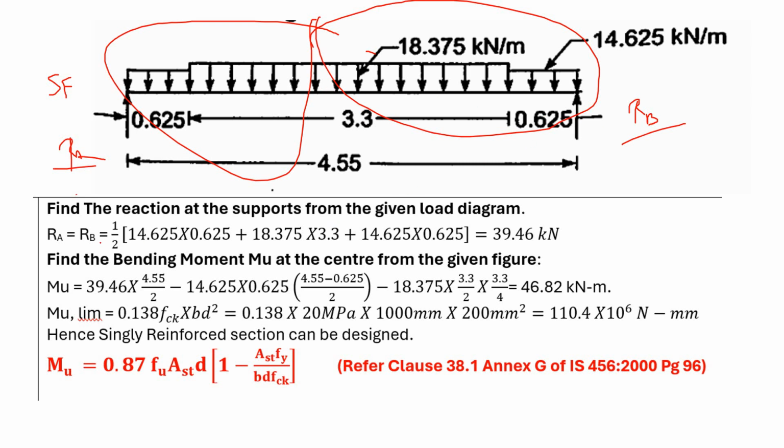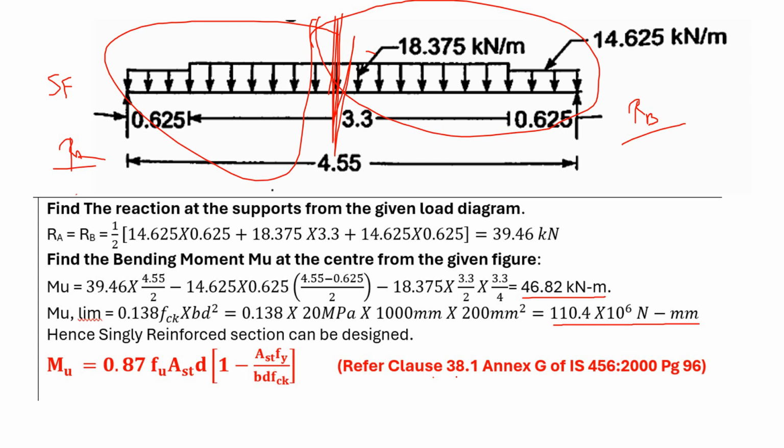Then after that, what we have to do, we have calculated RA and RB. Once you know RA and RB, you can calculate the moment at the center. So that you calculate from the fundamentals as 46.82 kilonewton meter, and the limiting moment of resistance calculated from the code is 0.138 fck bd square, which comes around 110.4 into 10 power 6 Newton millimeter. Hence you can design it as a singly reinforced section.